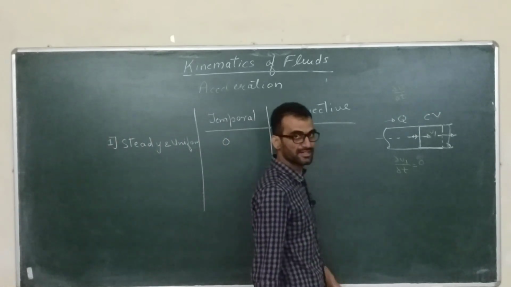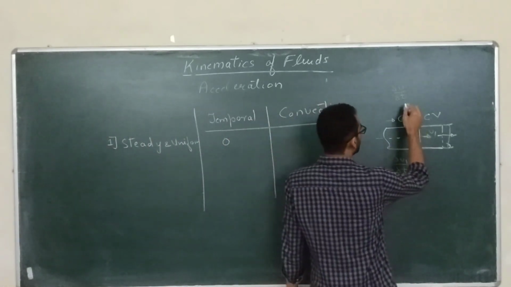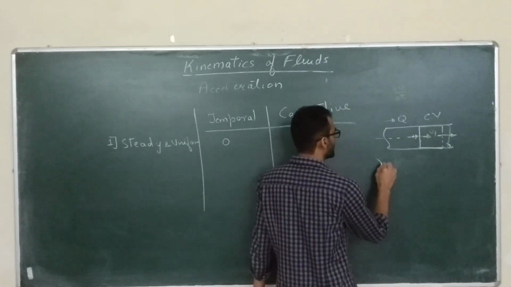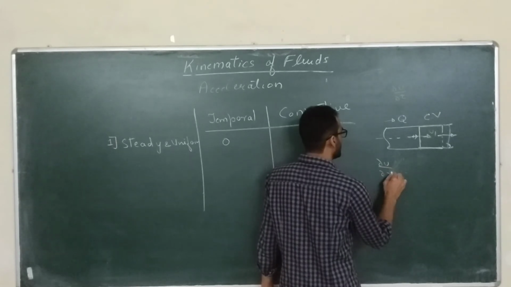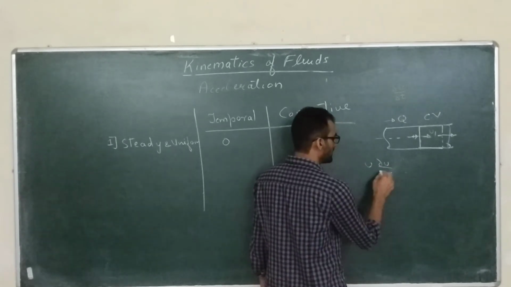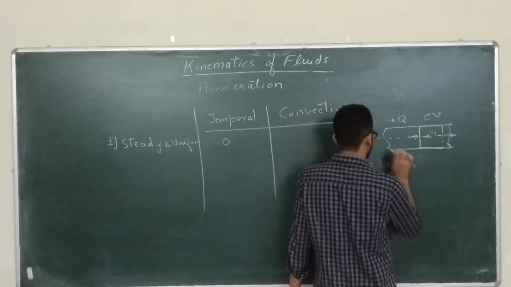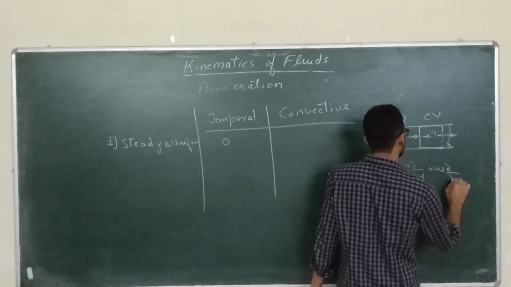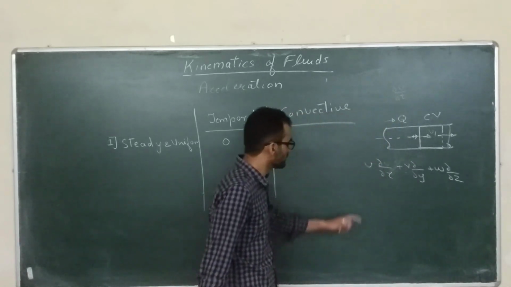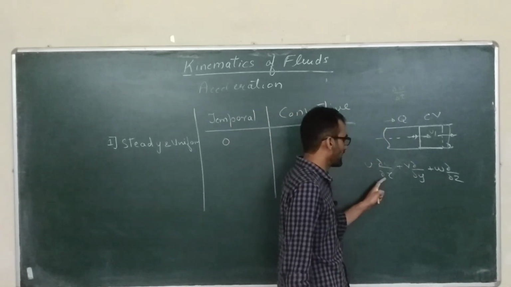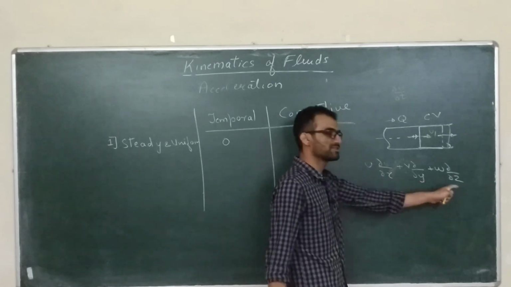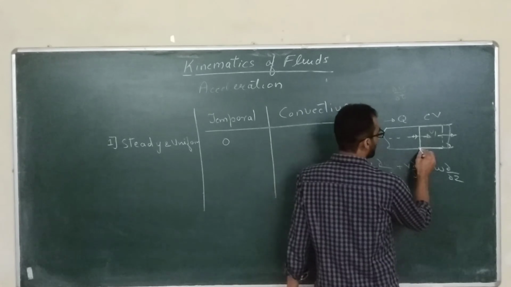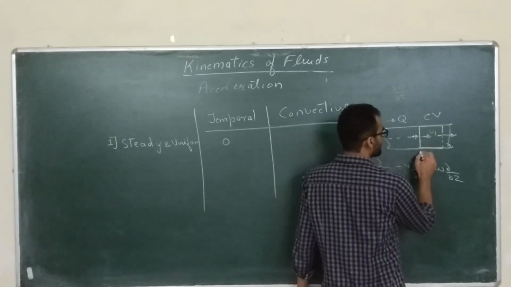What about convective acceleration? For convective acceleration we should get del u by del x. What is the operator? u del x plus v del y plus w del z. This is the convective operator. So it means that the velocity should either change with respect to x, y or z. Now it's a uniform flow. What is the meaning of uniform flow? At a particular time the flow properties will not change with space.